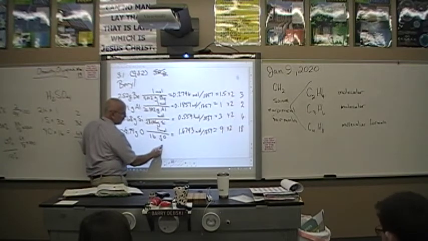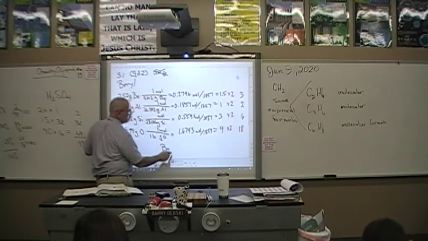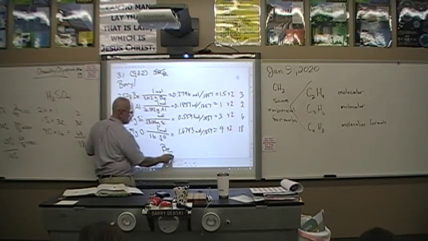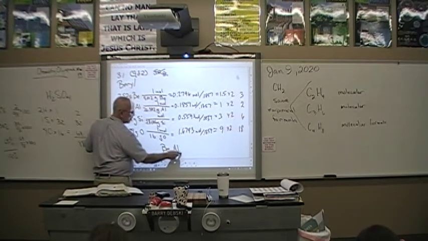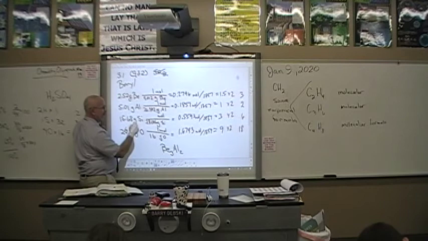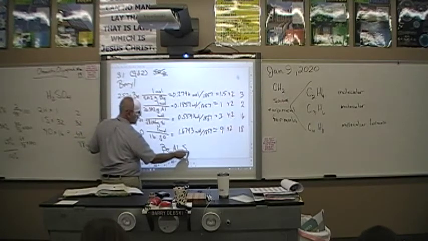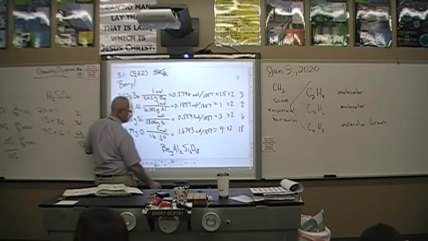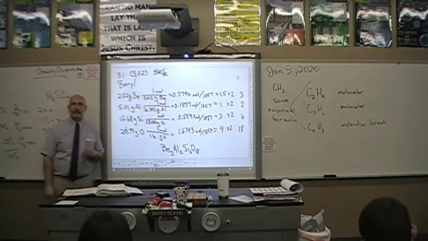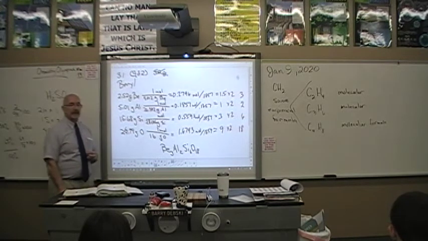So my empirical formula is going to be beryllium, Be3Al2Si6O18. Now those numbers look big, but that's the right answer.